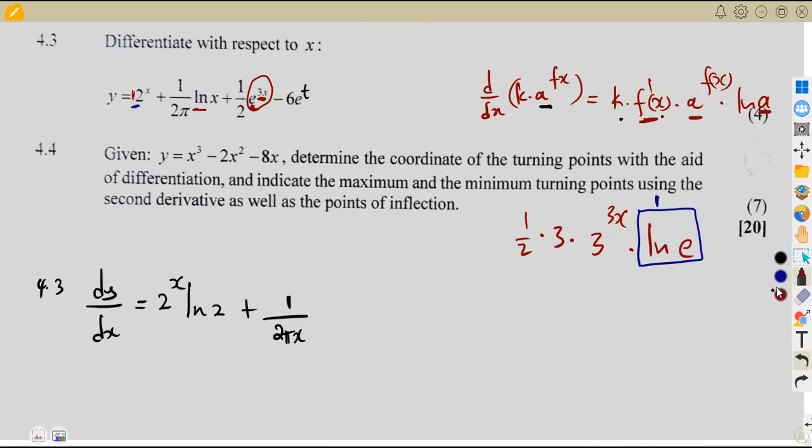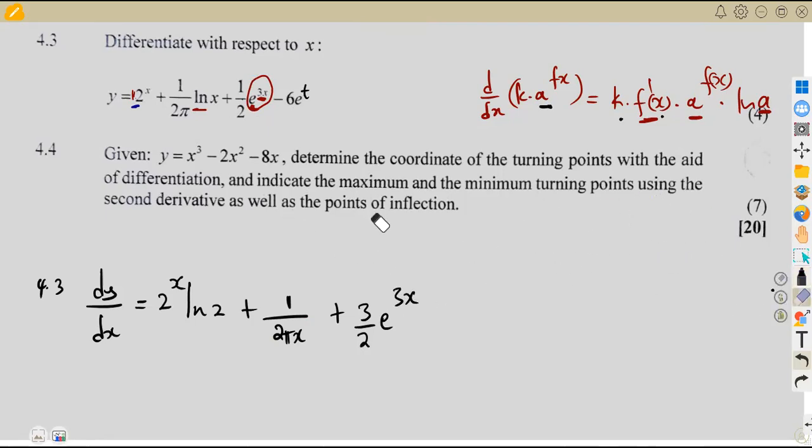So simply meaning you are going to multiply a half times a 3. So half times 3, that is going to be 3 over 2. So you're going to have 3 over 2 e to the exponent of 3x. Yes, you can write the ln e, but know that the ln e is equal to 1. So you can simply leave it like that. All right.